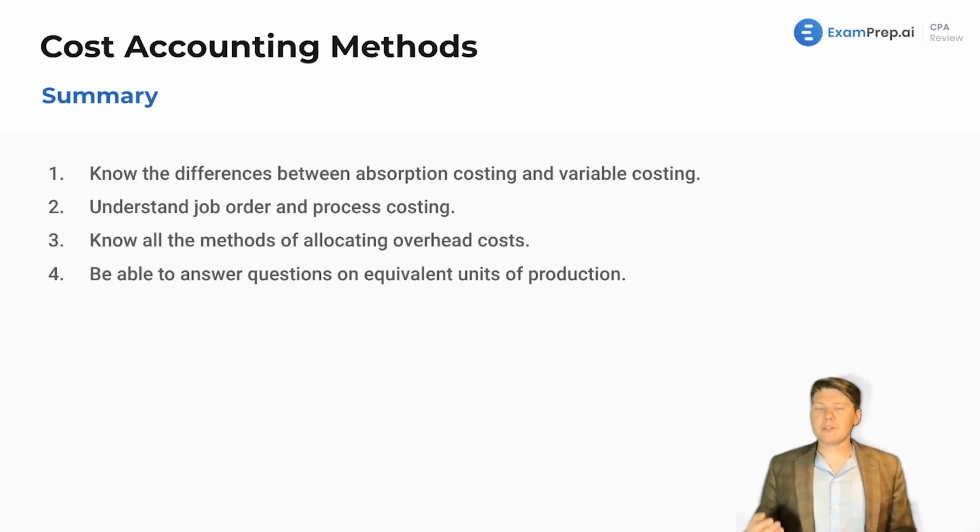I want you to understand the differences between job order and process costing. Not really any math involved there. Just understand when you would use each. Nothing crazy. There's a couple different methods of allocating those overhead costs, which we saw.